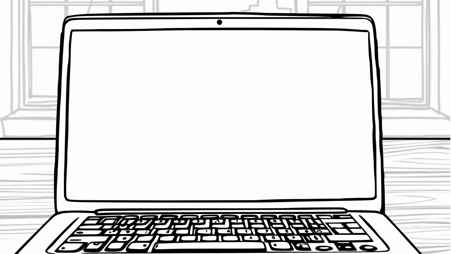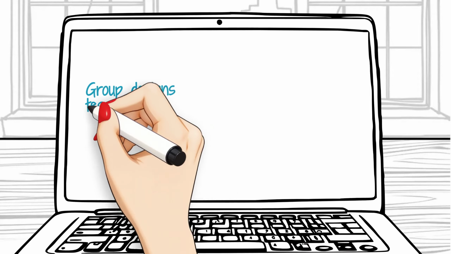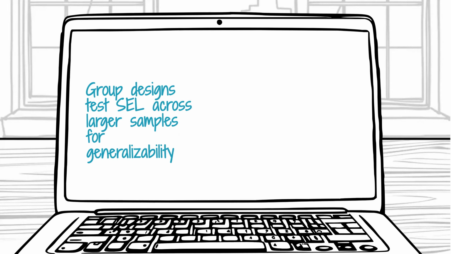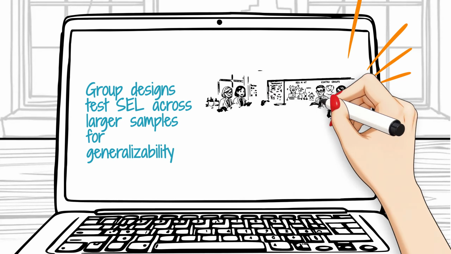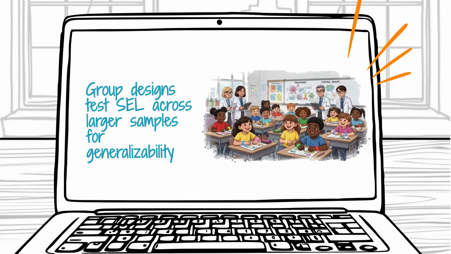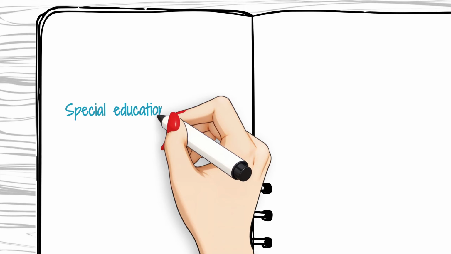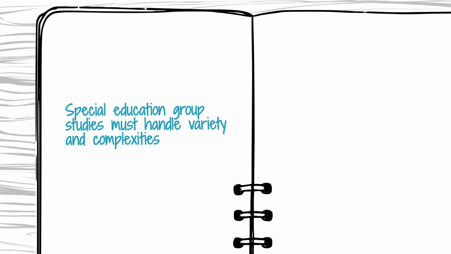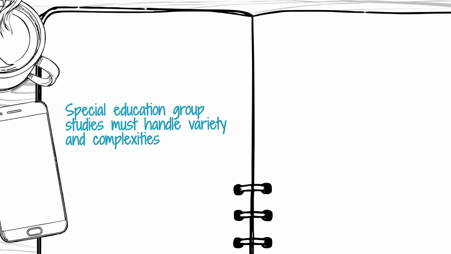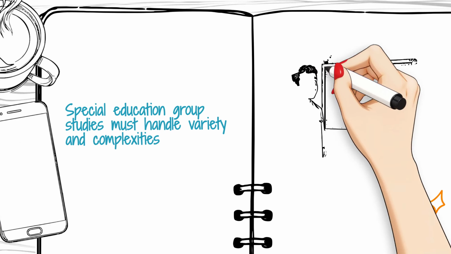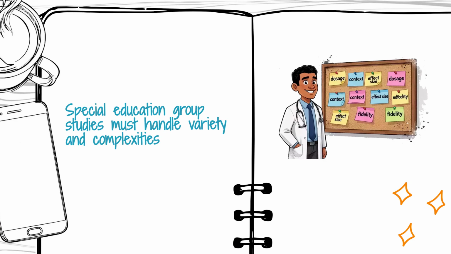Group design intervention research complements single-case methods by testing SEL strategies across larger samples and enabling statistical comparison between treatment and control conditions. Randomized controlled trials, quasi-experimental studies, and cluster designs offer stronger generalizability when implemented with adequate fidelity and appropriate outcome measures. In special education, however, group designs must account for heterogeneity, dosage, comorbidity, and contextual variation. High-quality studies therefore report effect sizes, attrition, implementation fidelity, and subgroup outcomes, not merely statistical significance.